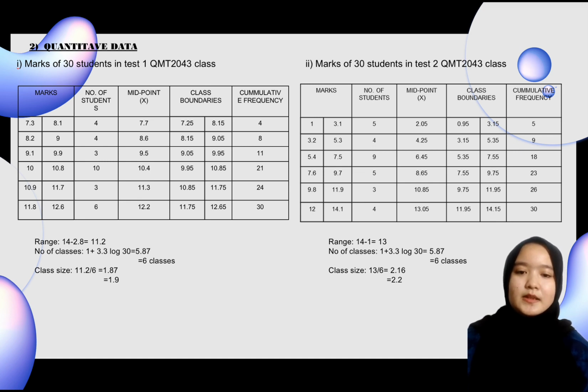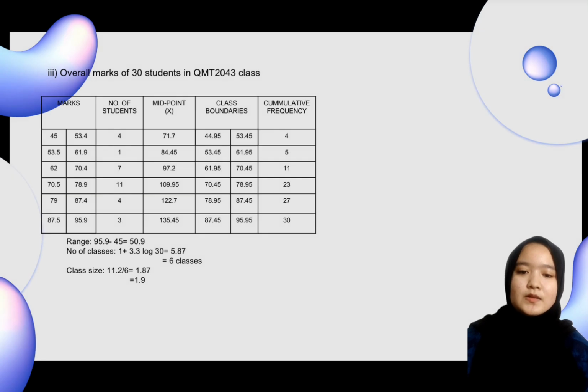Second, marks of 30 students in the Test 2 QMT. We also calculate the range, number of classes, and class size. The number of classes is 6 classes and the class size is 2.2. Last one is overall marks of 30 students in QMT test. The number of classes is 6 classes and the class size is 1.9.